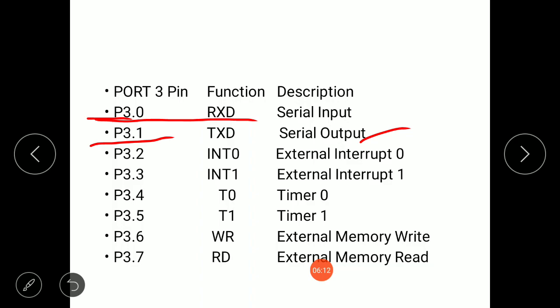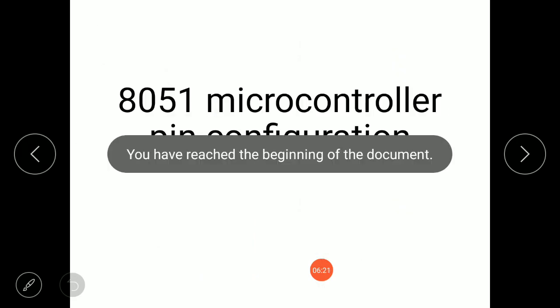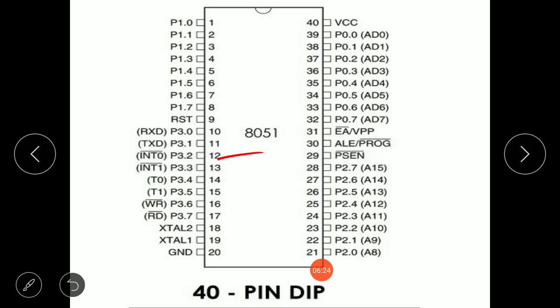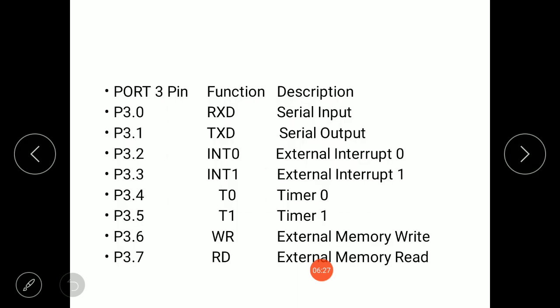Similarly, port 32 and port 33. These are the 12th and 13th pins of the 8051 microcontroller. As you can see, P32 and P33 are the 12th and 13th pins of the 8051 pin configuration. These pins are for external hardware interrupt 0 and external hardware interrupt 1 respectively. When an interrupt is activated, that is when it is low, the 8051 gets interrupted in whatever it is doing and jumps to the vector value of the interrupt.